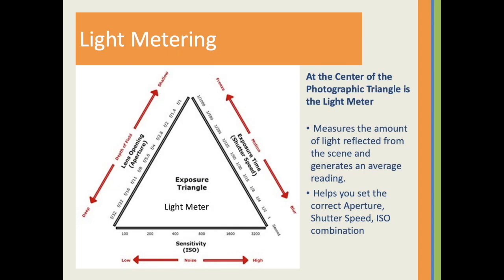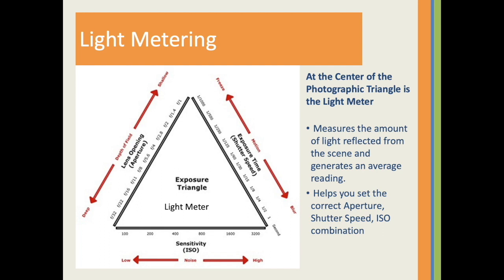Let's move on now to the light metering system. At the center of the photographic triangle resides the light meter. The light meter measures the amount of light reflected from the scene and generates an average reading, and that translates into an exposure setting required for the scene you are shooting. So the light meter is really going to help you set the right aperture, shutter speed, and ISO combination.